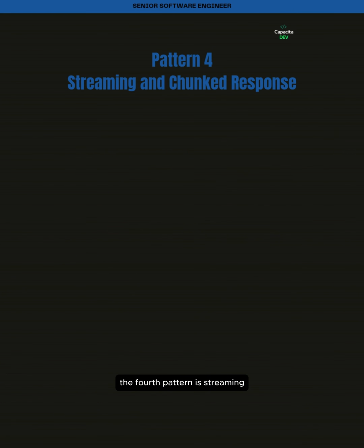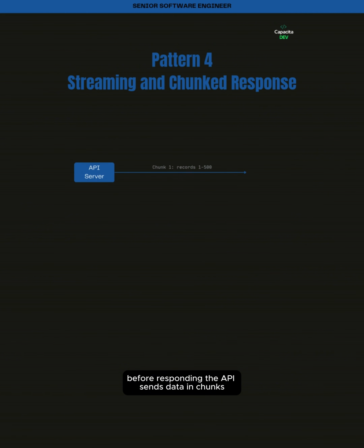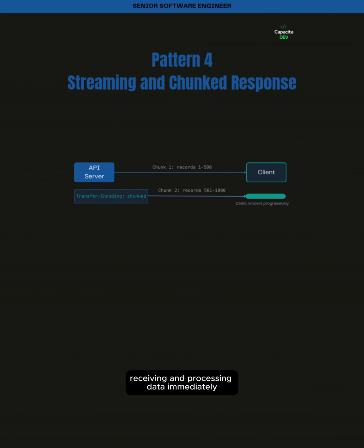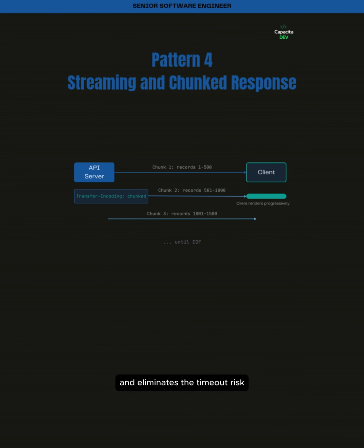The fourth pattern is streaming. Instead of waiting to load all records into memory before responding, the API sends data in chunks as it reads from the database. The client starts receiving and processing data immediately. This removes the memory spike on the server and eliminates the timeout risk. The trade-off is complexity. The client must handle incomplete responses and the server must manage the stream lifecycle carefully.